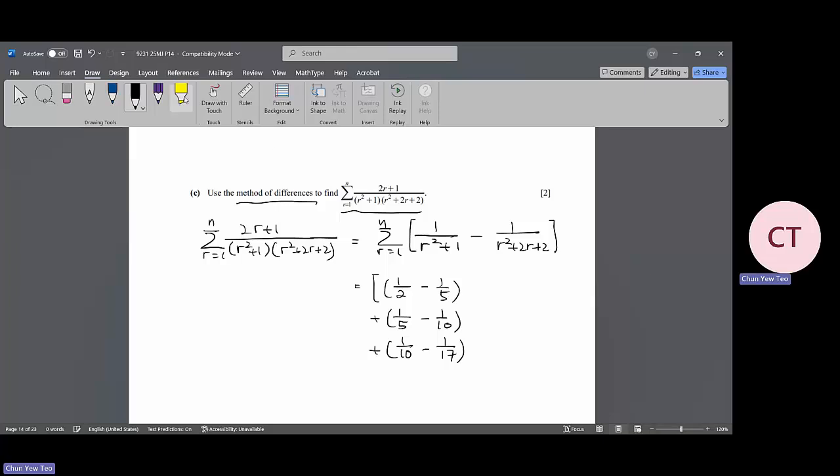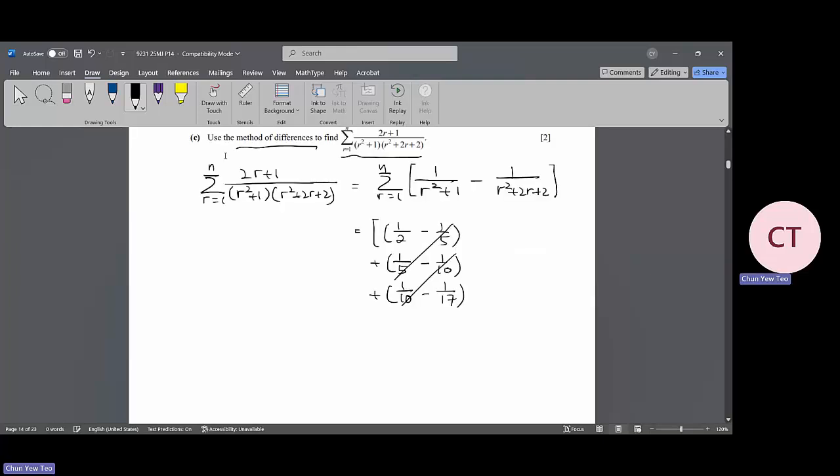You can see the pattern of the cancellations, that we can cancel them in such a way. We will continue with this pattern, and I will show the last two terms. The last term is n, so it is 1 over n squared plus 1 minus 1 over n squared plus 2n plus 2.